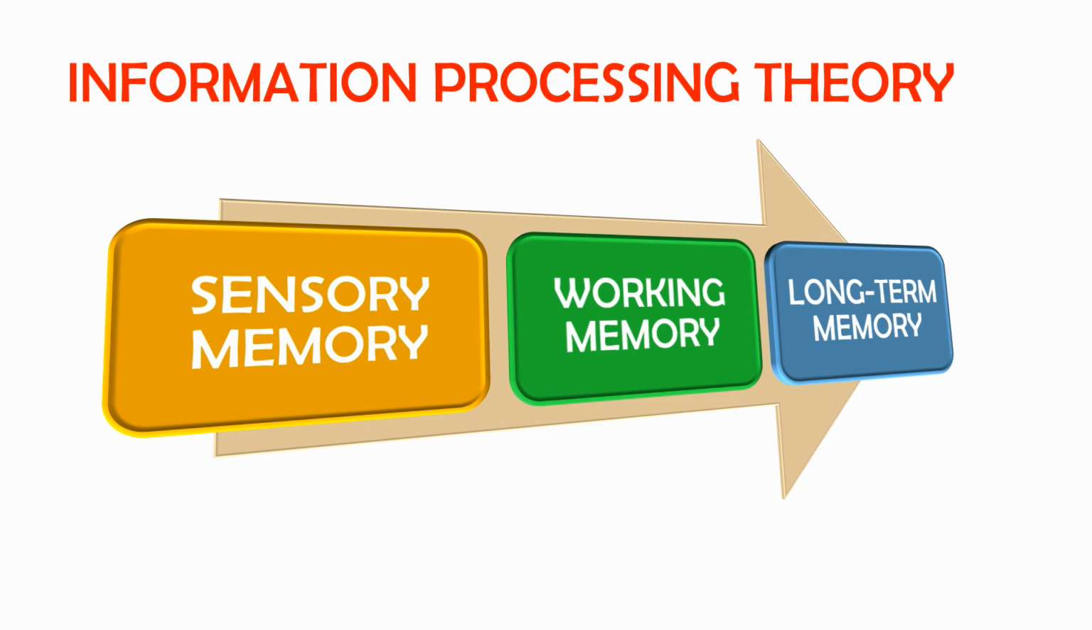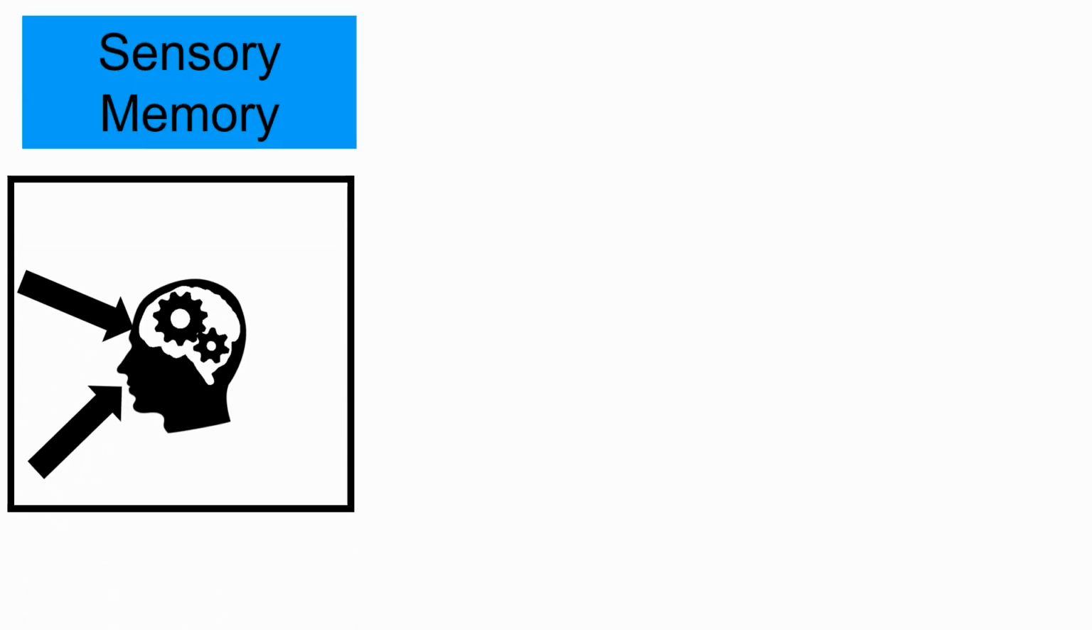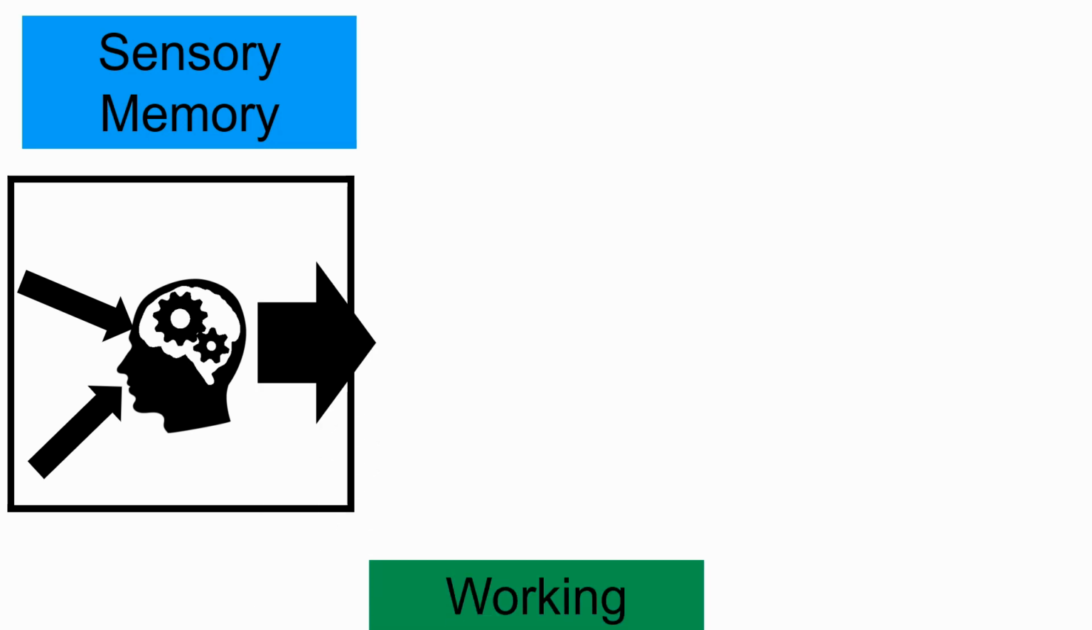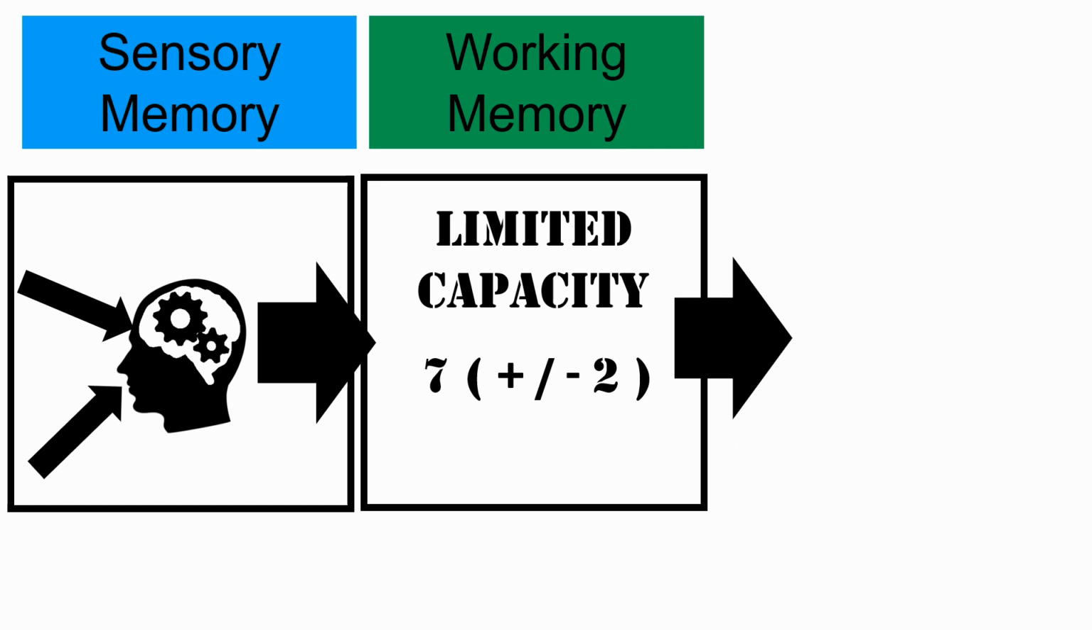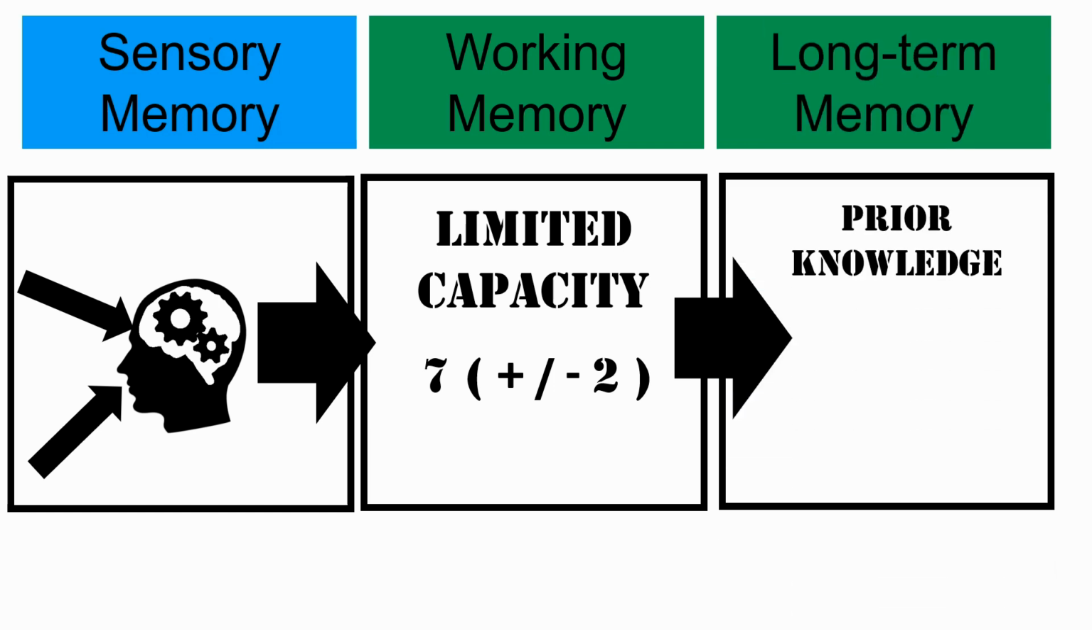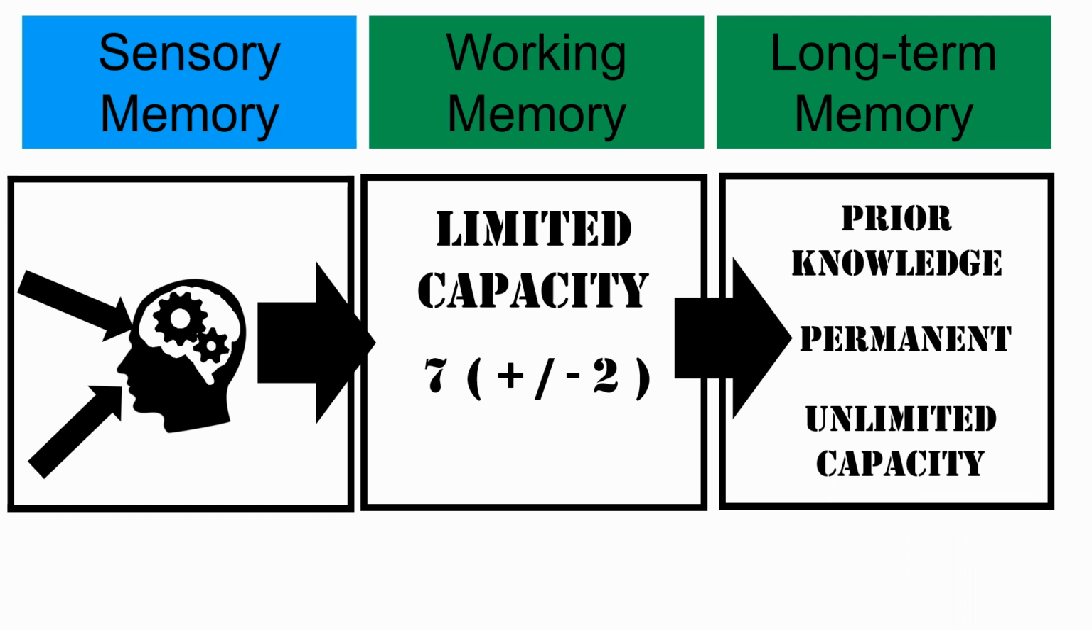According to the information processing theory, learning comes from these three cognitive processes: sensory memory, working memory, and long-term memory. Information in the form of stimulus like visual or sounds enter into sensory memory with attention. The sensory memory transfers information to the working memory. This area has a limited capacity, and according to psychologist Richard Mayer, it can only hold 7 units of information plus or minus 2 when information is rearranged and organized in a meaningful way. It may activate information from prior knowledge. The information then moves into long-term memory. Long-term memory is considered permanent and has an unlimited capacity.